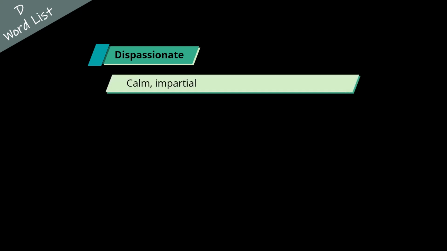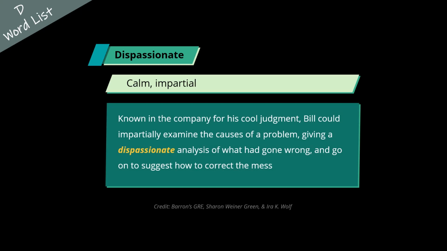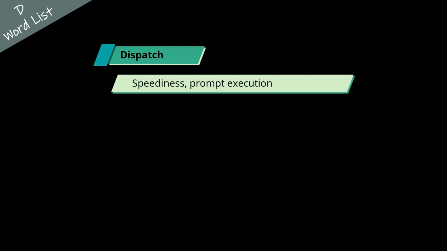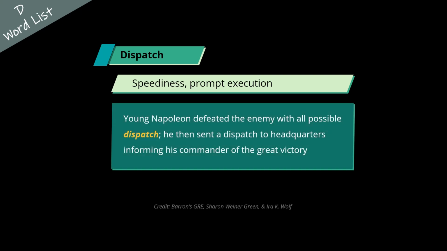Dispassionate means calm, impartial. For example, known in the company for his cool judgment, Bill could impartially examine the causes of a problem, giving a dispassionate analysis of what had gone wrong, and go on to suggest how to correct the mess. Dispatch means speediness, prompt execution. For example, young Napoleon defeated the enemy with all possible dispatch. He then sent a dispatch to headquarters informing his commander of the great victory.